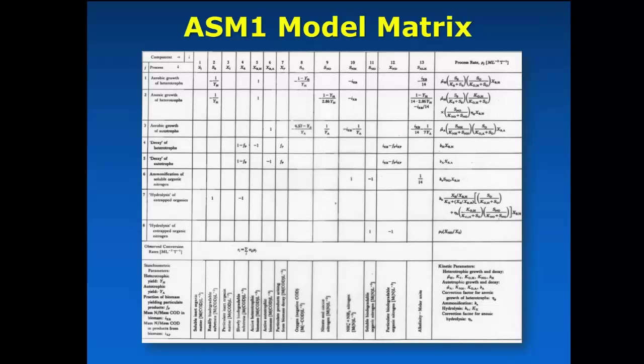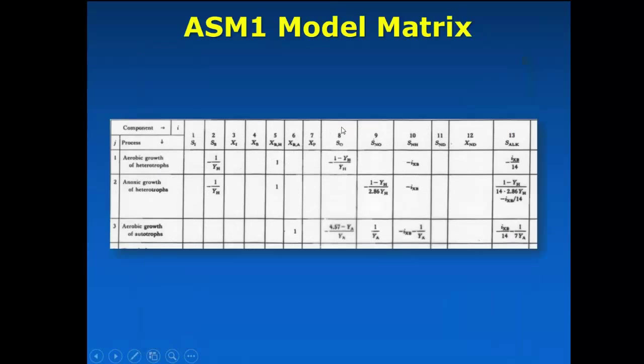Okay, so that's a very simple generic explanation. This is the actual ASM1 model matrix as it was printed. I scanned this right out of the old ASM1 report. It's a little bit ugly to read here due to the font size, so I'm going to zoom in on just a couple of individual parts here. This is the stoichiometric part, and we can see all of the various state variables across the top here.